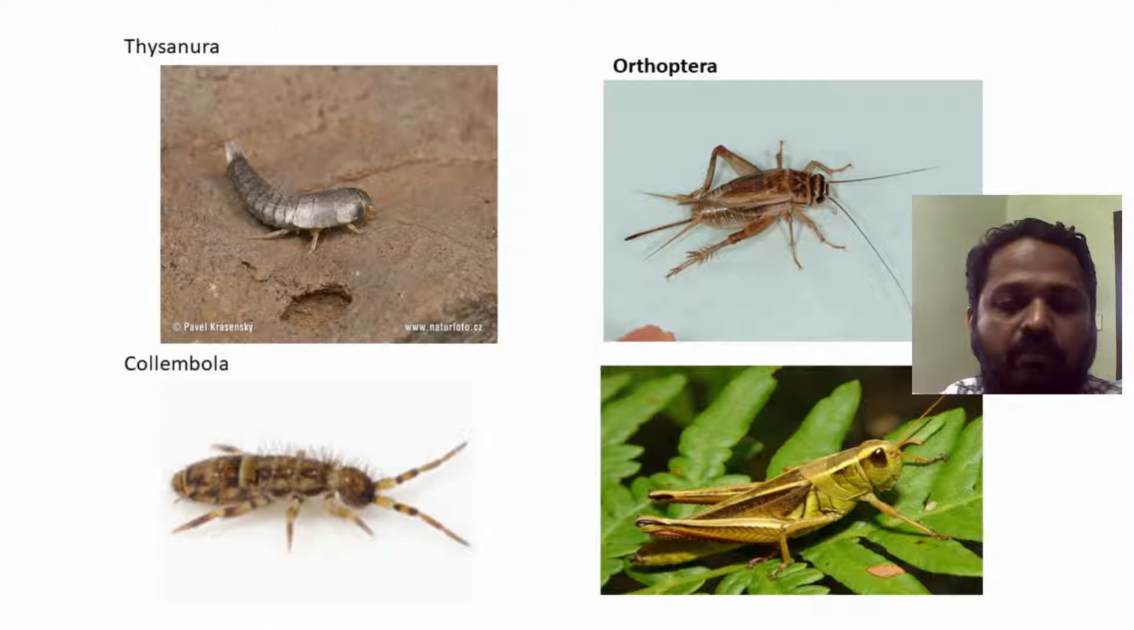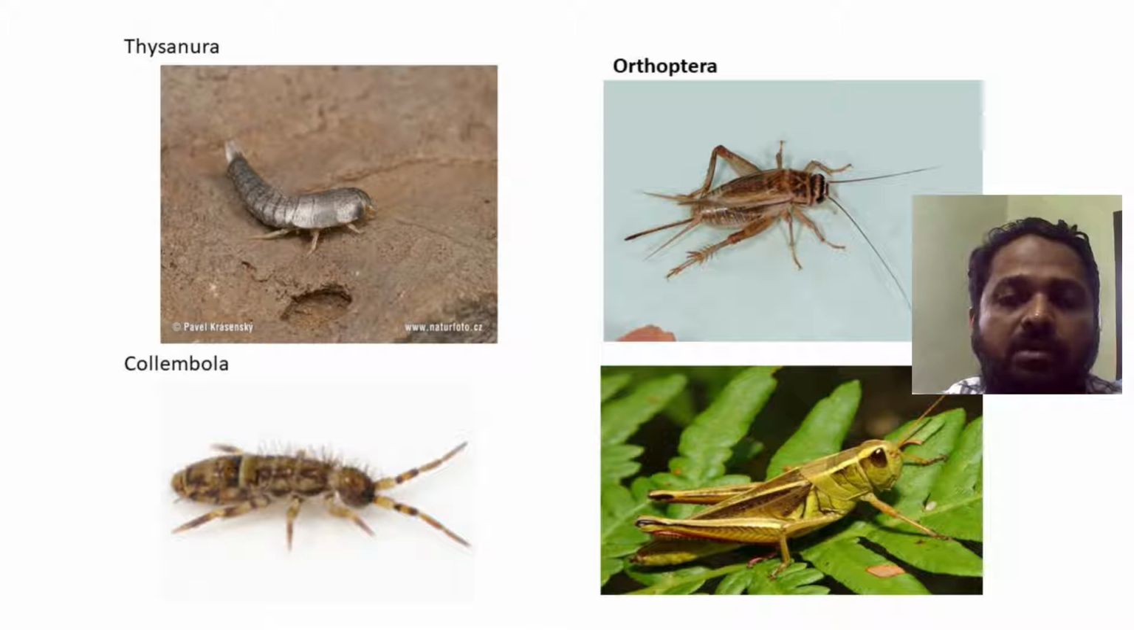Among the Apterygota, Thysanura is the type of wingless insects. An example is the silverfish, which is soft-bodied with no wings, and the body is covered with silver scales, hence the name silverfish. It has chewing mouth parts and feeds on starch, mostly found in books and paper material. Metamorphosis is absent in this case.